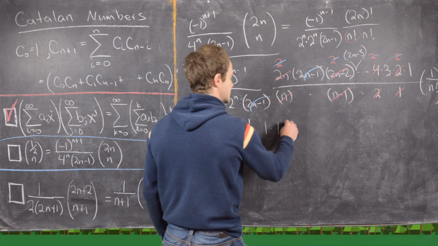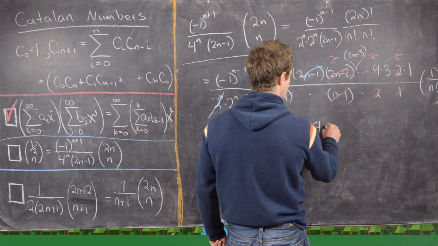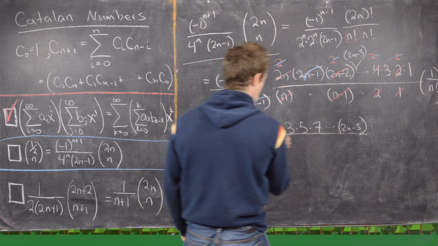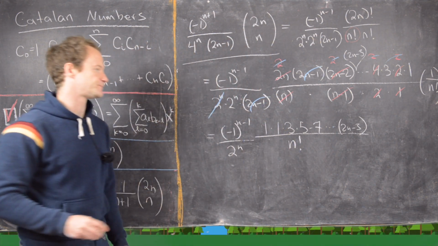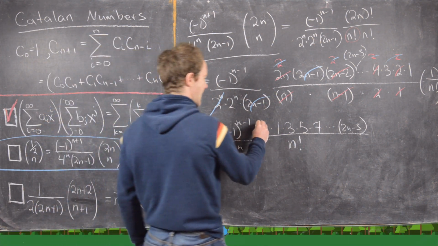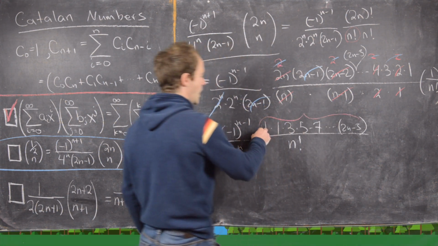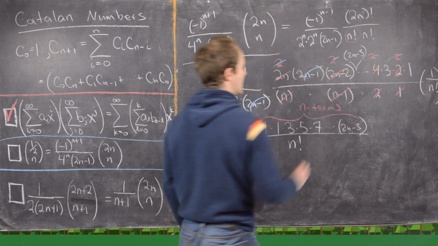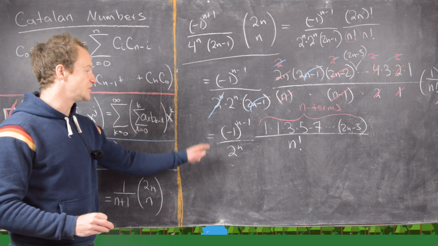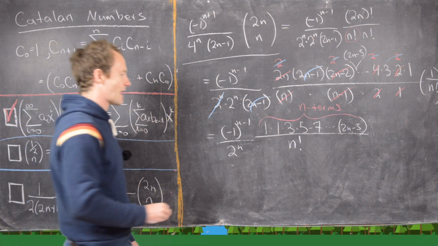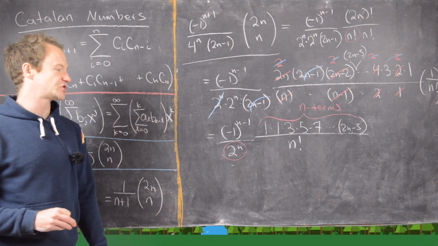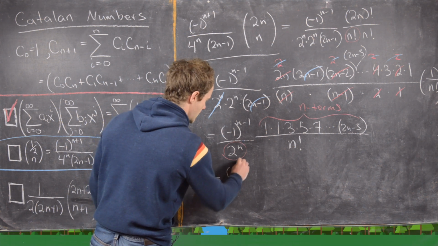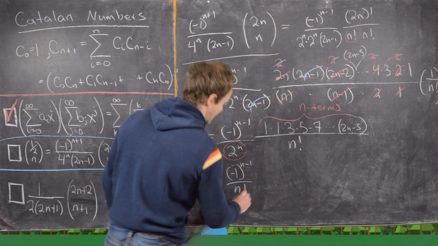So I have 1 times 1 times 3 times 5 times 7 all the way up to 2n minus 3, and then this is all over n factorial. One important thing to notice here is that now that I've added this 1 in, there are exactly n terms in this product. So I'm going to take the n terms in that product and put them all over 2 using this 2 to the n, which is in the denominator. So that's going to give me negative 1 to the n minus 1 over n factorial.